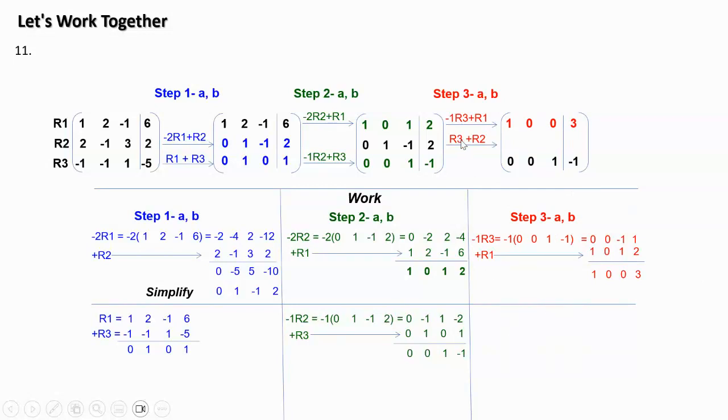Now, for the second part, in step 2, we just add row 3 plus row 2, and this is my result: 0, 1, 0, 1. You notice all the diagonals are ones, and the rest are zeros. That means that x equals 3, y equals 1, and z equals negative 1. That's my solution.